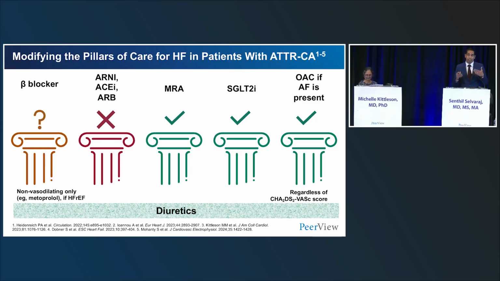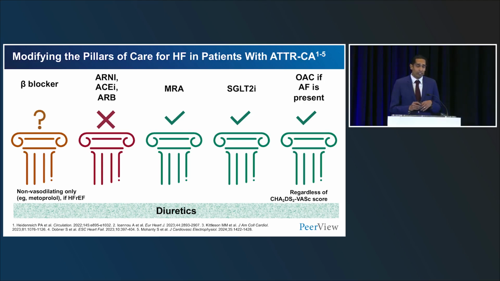Now that we've established the diagnosis of ATTR-CA, we need to start thinking about treatment. So let's talk about general treatments for ATTR. I think all of us are very familiar with the concept of GDMT in heart failure: beta blockers, ARNI, ACE inhibitors, ARBs, MRAs, SGLT2 inhibitors. But we need to modify those pillars of care in cardiac amyloidosis. For example, beta blockers typically are not well tolerated because of a fixed stroke volume and an increased reliance on heart rate for cardiac output.